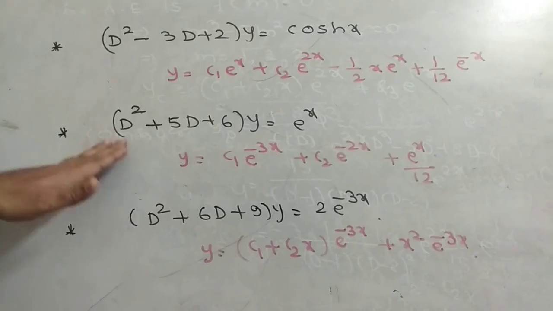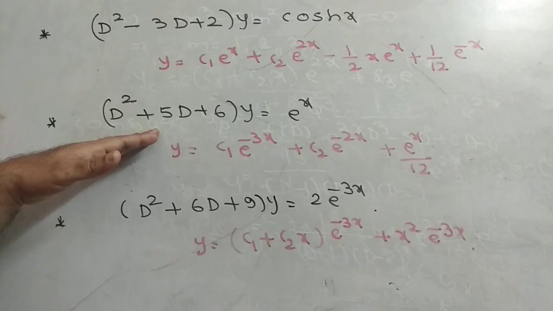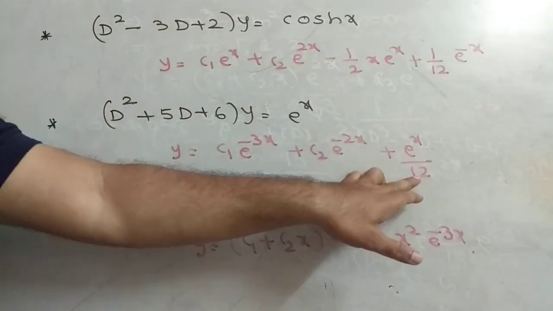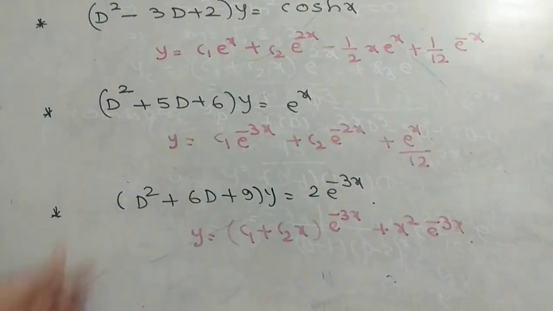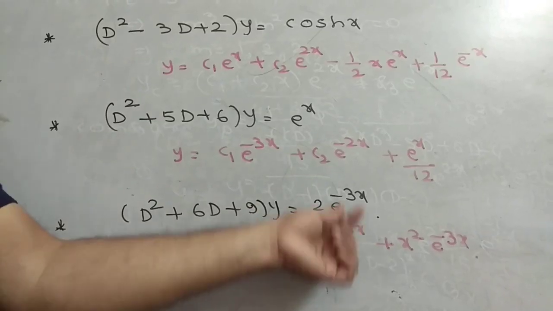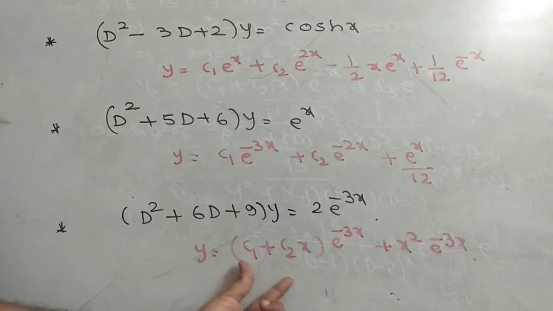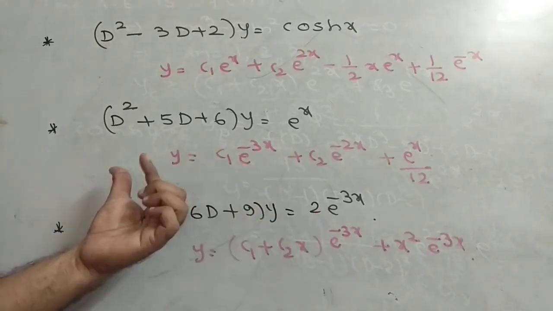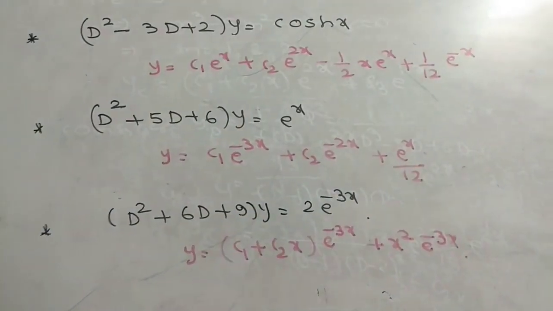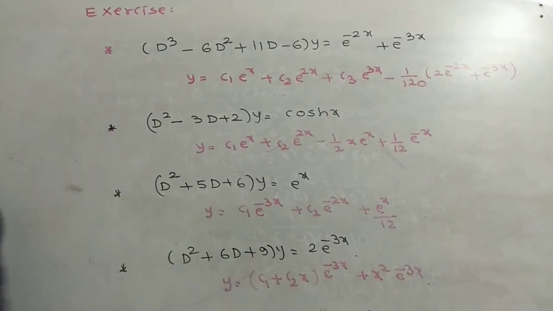And the next problem: D square plus 5D plus 6 of y equal to e power x. So direct procedure, looking like e power ax type. After getting yc, this is your yp value, e power x by 12. Next problem: D square plus 6D plus 9 of y equal to 2 e power minus 3x. 2 anyhow is a constant. So after getting your yc, while finding yp, you can take 2 outside and only calculate e to the power of minus 3x. For that, directly you will get the answer yp is x square into e power minus 3x.